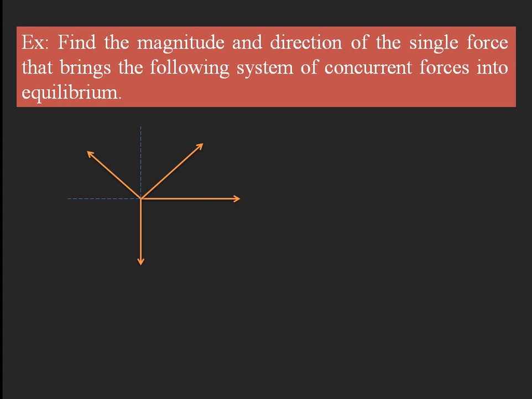Here the forces are acting in different directions from a single point, which represents a system of concurrent forces. F1 is acting in the horizontal direction, that is 20 newtons, and F2 is at an angle with respect to F1 or the X axis, with a value of 25 newtons. Next, F3 is 10 newtons and F4 is 30 newtons.